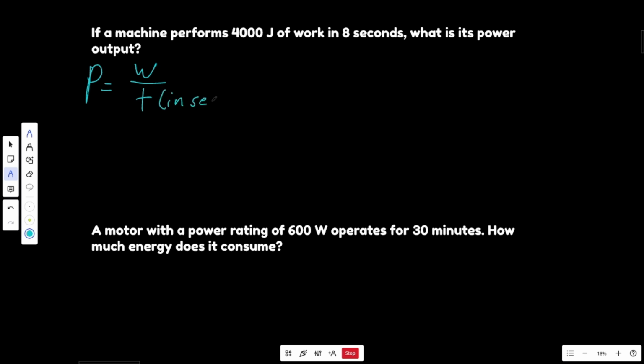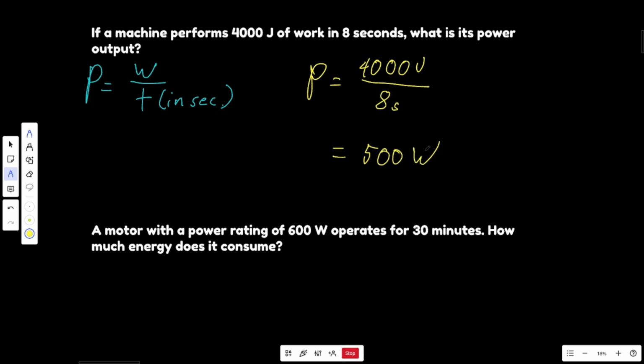So for example, in this question here, 4,000 joules of work in 8 seconds, what is its power output? We just have to plug and play our formula. So our power here is equal to 4,000 joules of work over 8 seconds. And just using division, you can get 500 watts. Okay, so it's watts, not joules per second, though that's also acceptable. It can also be joules per second.